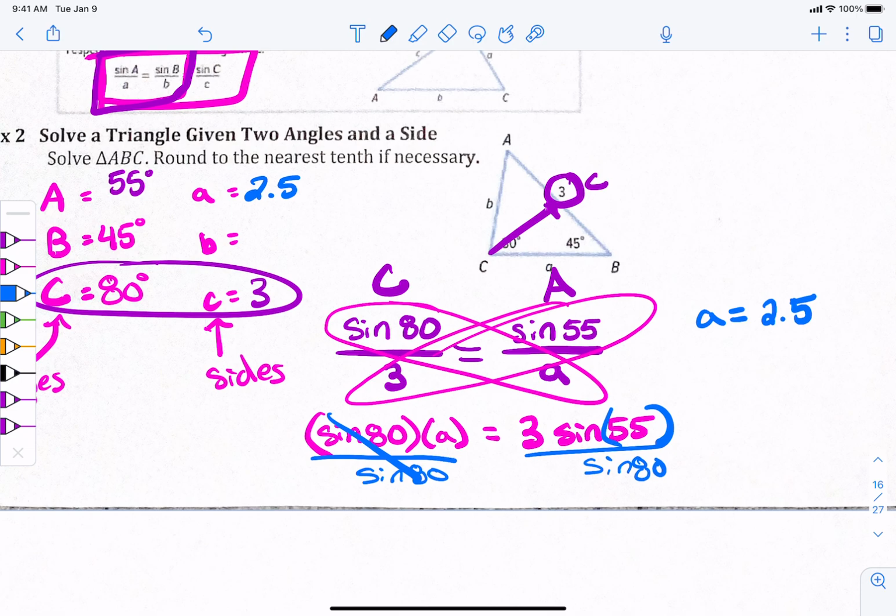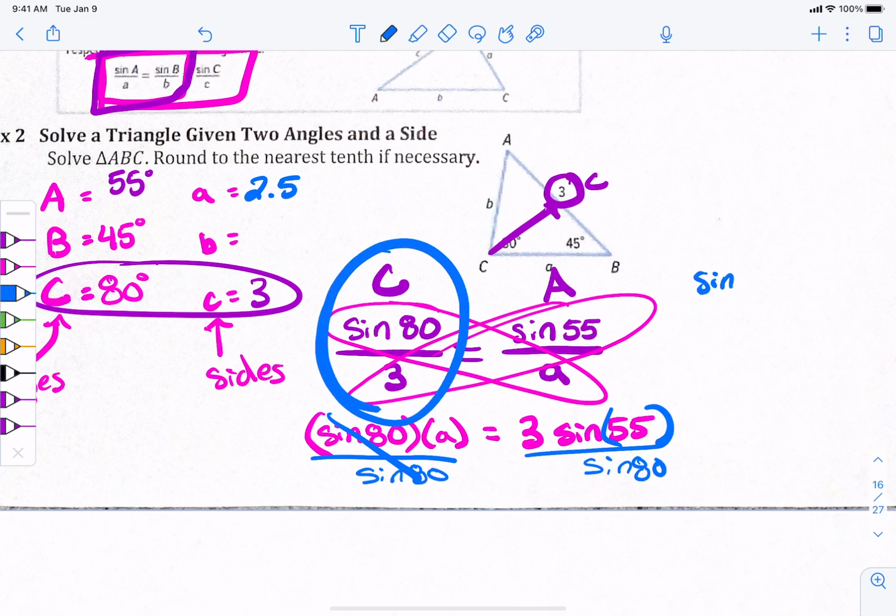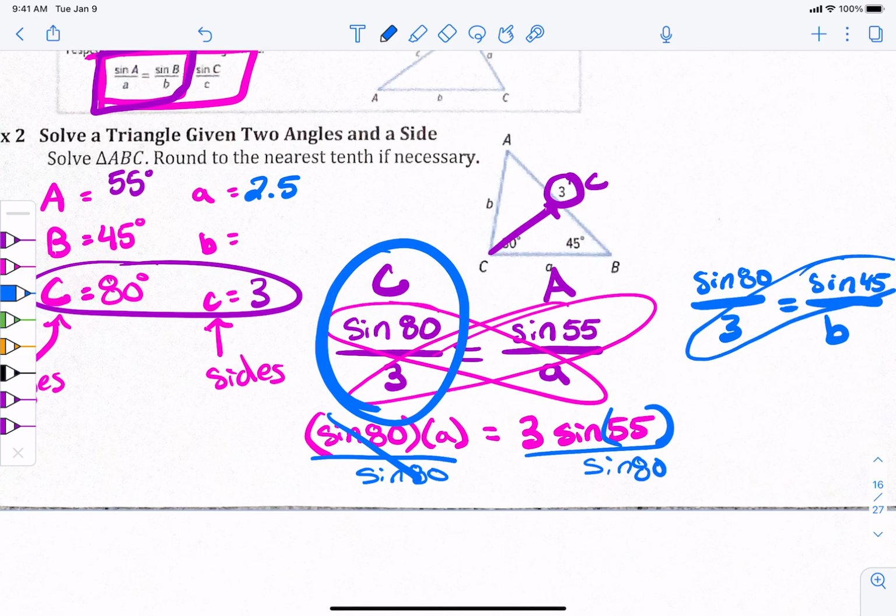Okay, now let's solve for B. We can set up exactly the same thing again. We can leave our C side the same. So I'm going to do sine of 80 over 3 equals, but this time I'm going to put B's on this side, so sine of 45 over B. Then I cross multiply. So this time I'm doing 3 times sine of 45 equals B times sine of 80. Divide by sine of 80.